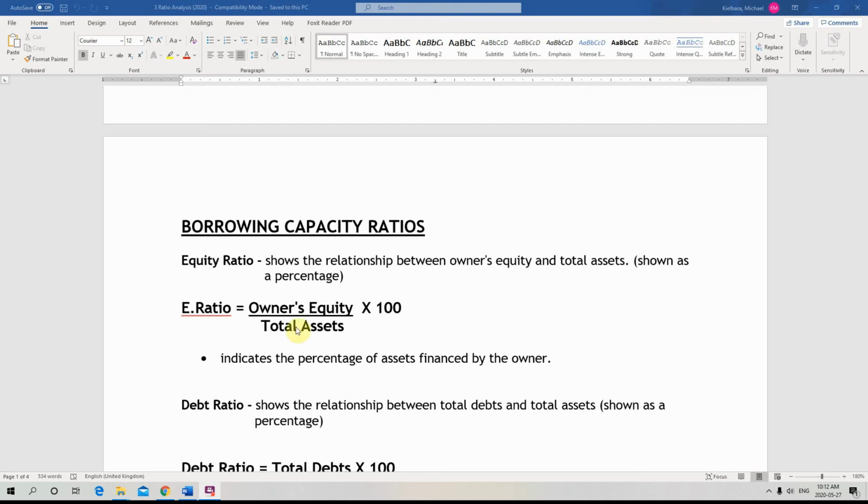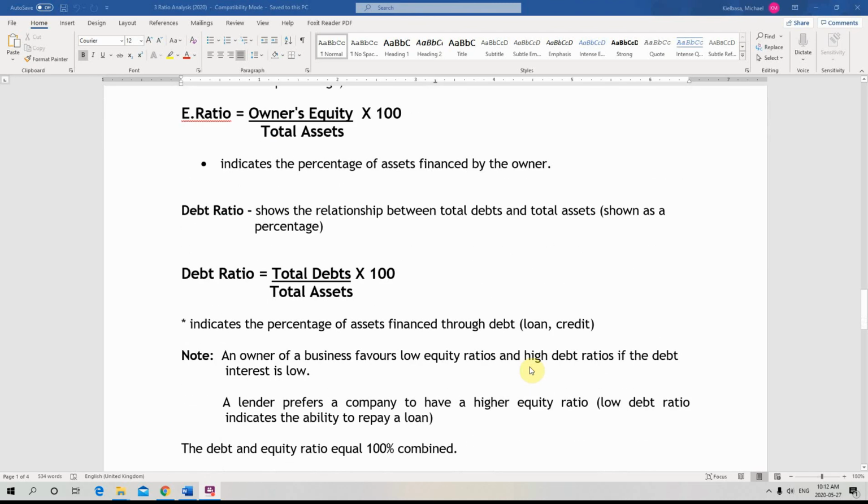So if the equity ratio, the percentage of the company that has been financed by the owner, is 60%, that means the other 40% has been financed using borrowed money. And if you know that, I don't know, 41% of the business has been financed using borrowed money, then that means 59% has been financed using their own money.